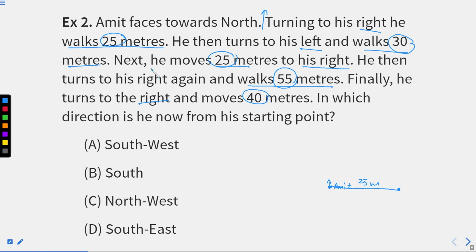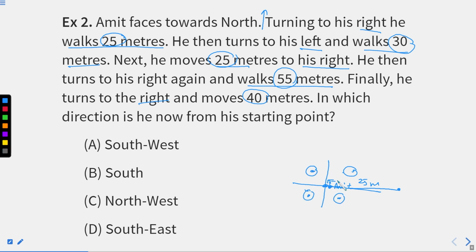In this manner, we know that a total of 5 distances are given. In which direction is he now from the starting position? From the starting position, wherever he is, make a plus at the starting position and figure out in which direction he is. If you find him in that direction, this will be northeast. If you find him in this direction, this will be northwest. This will be southwest and this will be southeast.